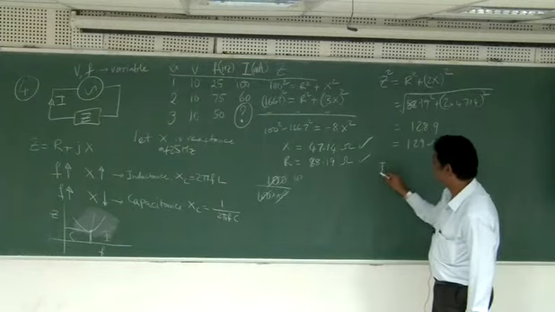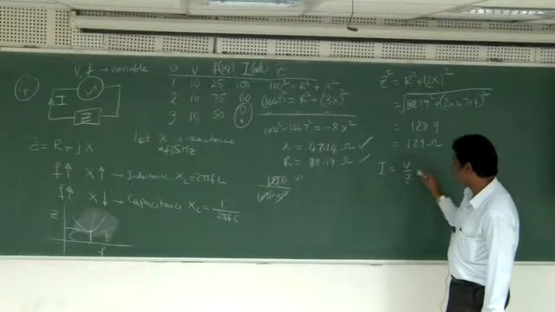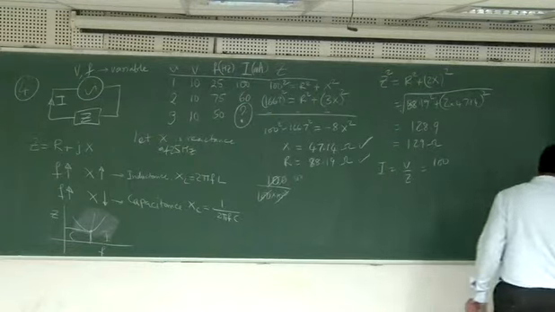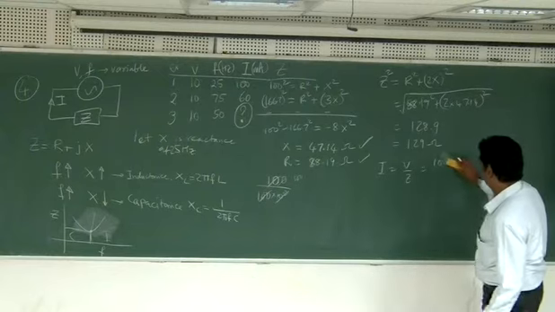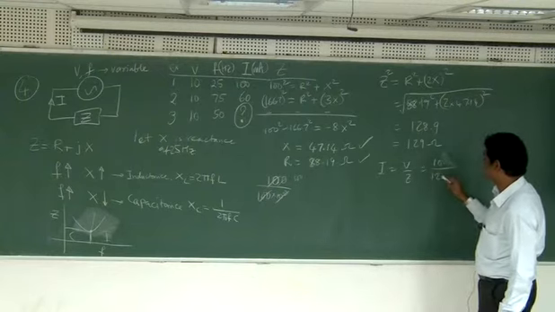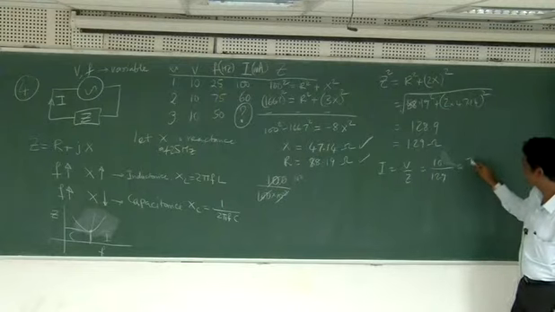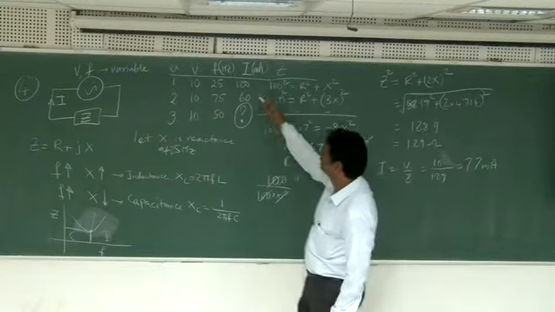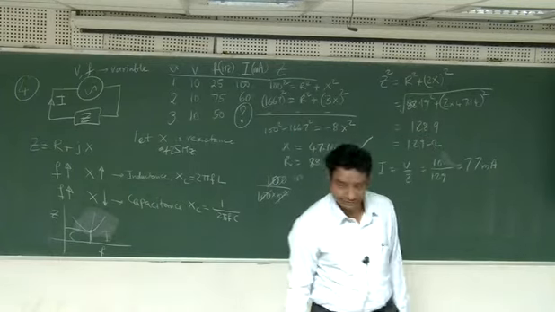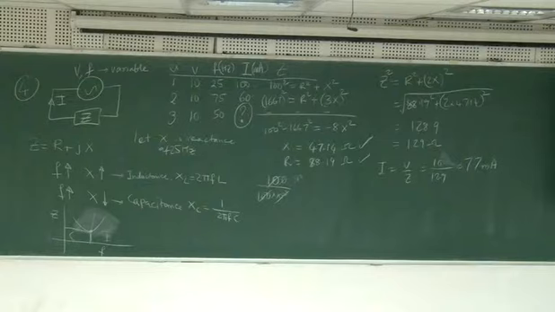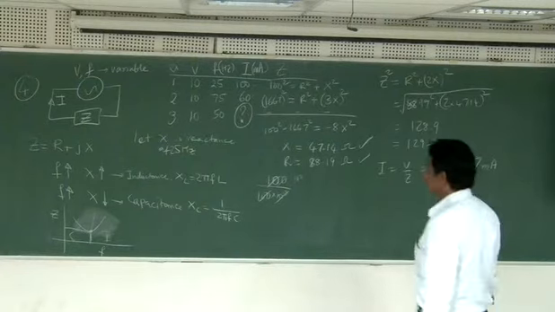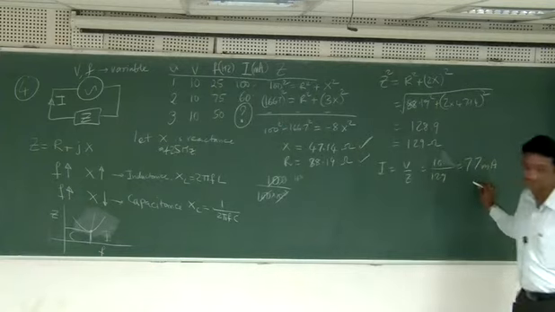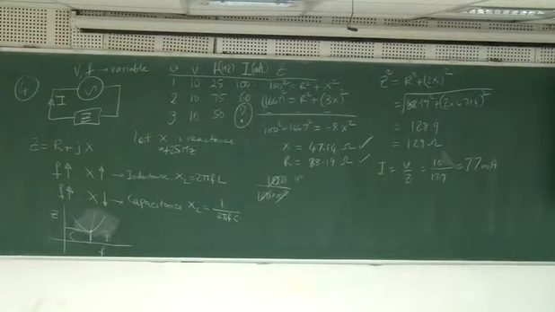And then in that case, what will be I? V by Z. So 10. So it's not 100. 10 divided by 129. How much will that be? 77 milliamperes. So it is less than 100 and more than 60. Okay, like that. But is it the average of 160? It's not average of 160. It's not linear. So something slightly different.